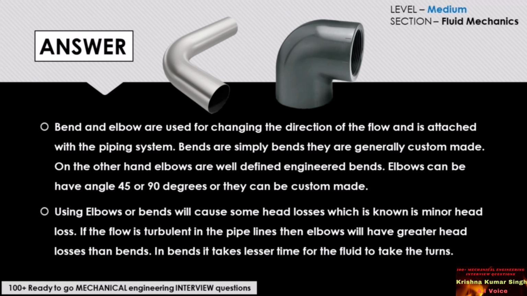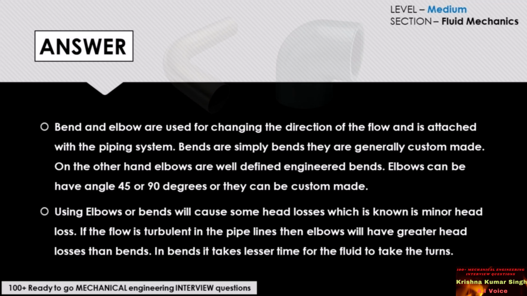Using elbows or bends will cause some head losses, which is known as minor head loss. If the flow is turbulent in the pipelines, then elbows will have greater head losses than bends. In bends, it takes less time for the fluid to take the turns. So for designing a pipeline, these parameters are always kept in mind: where to put the elbow and where to put the bends.